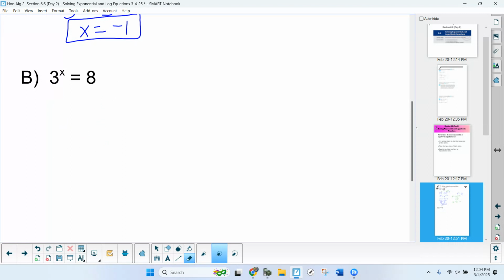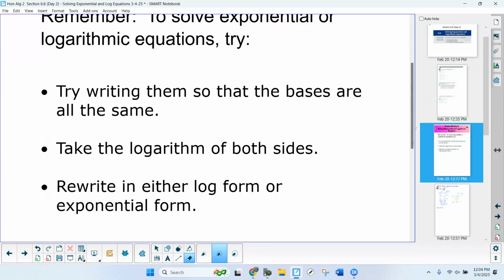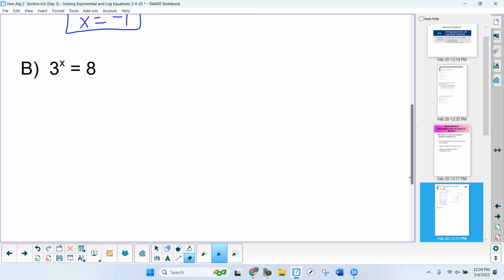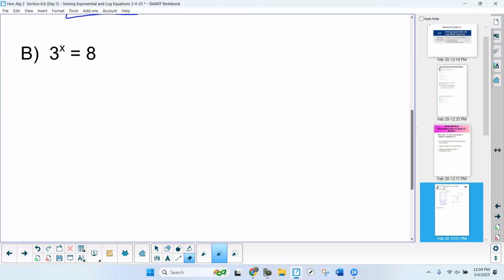I'm not sure. Okay, our 3 choices: write them in the same base. Can you write them as the same base? No. Take the log of both sides. We could do that. Or change forms. Make it from exponential form to log or log to exponential. So now that you've talked about those, what do you want to do? Take the logarithm of both sides? Yeah. Okay, so when you do, how do you write this?